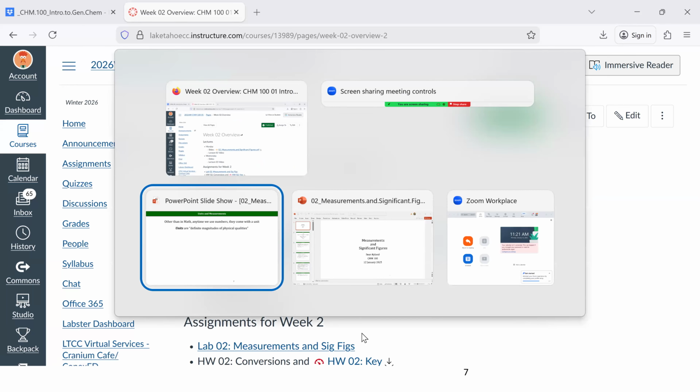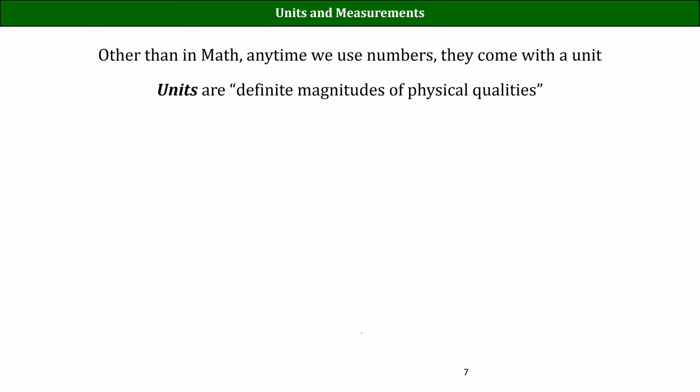All right. Let's jump back. And let's start talking about units.